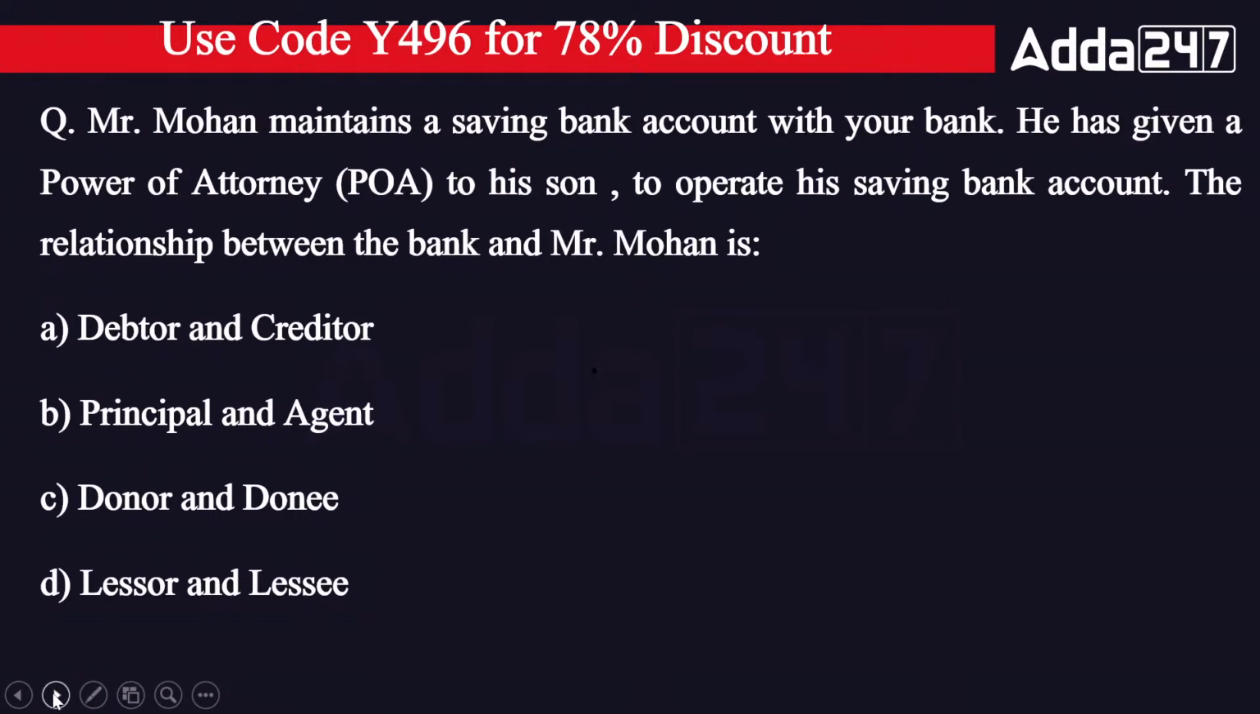Next, Mr. Mohan maintains a savings bank account with your bank. He has given a power of attorney to his son to operate his savings bank account. So what kind of relationship do the bank and Mr. Mohan have?